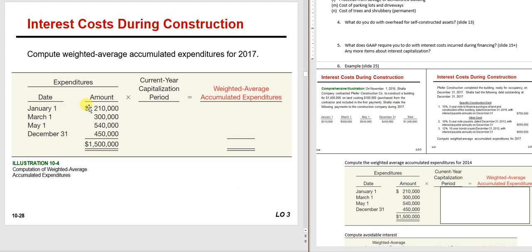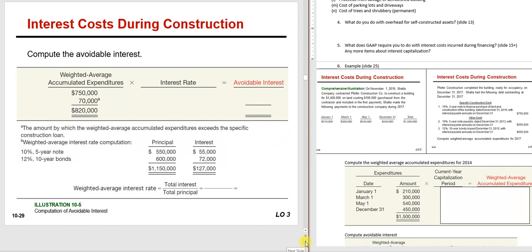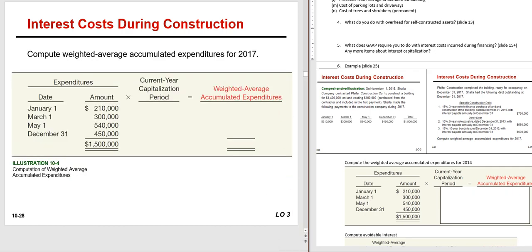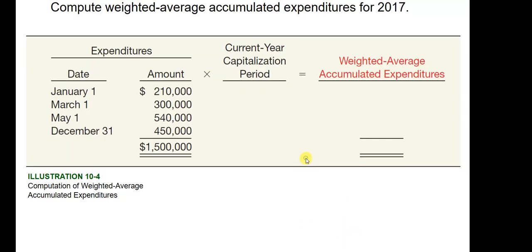So I have January 1st, so my expenditures are January through December. Let me pause it. Okay, so let's see if I can get it to go. All right, so this one is outstanding for all the year, so it's 12/12. This one was outstanding from March 1st, so everything but January and February. So it was outstanding 10 of the 12 months, so I take it times 10/12. May 1st, so everything but January, February, March, and April, so it's 8 months. And this one was December 31st, so it's the last day of the year, so that should be 0.